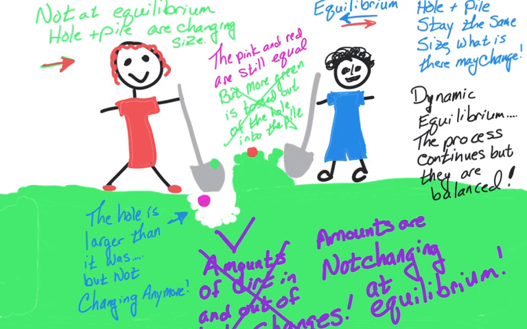The key here is that in equilibrium, the amounts may change, but the rates will stay the same. As long as those two rates are the same, they're each doing 1 scoop a minute or 2 scoops a minute or 3 scoops a minute. As long as those rates are the same as each other, then the system is at equilibrium.